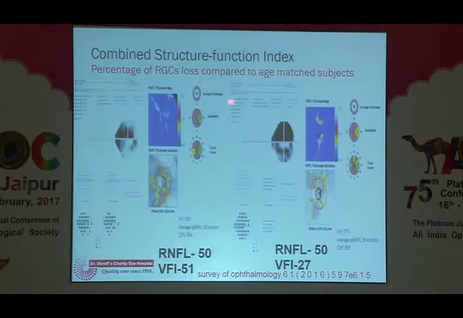that you can use a combined structure function index, and these machines are now available, wherein the RNFL thickness is more or less the same in both eyes, but one is a very advanced glaucoma with a visual field index of 27, and this one is 51. So you can detect changes better when you combine structure and function index.